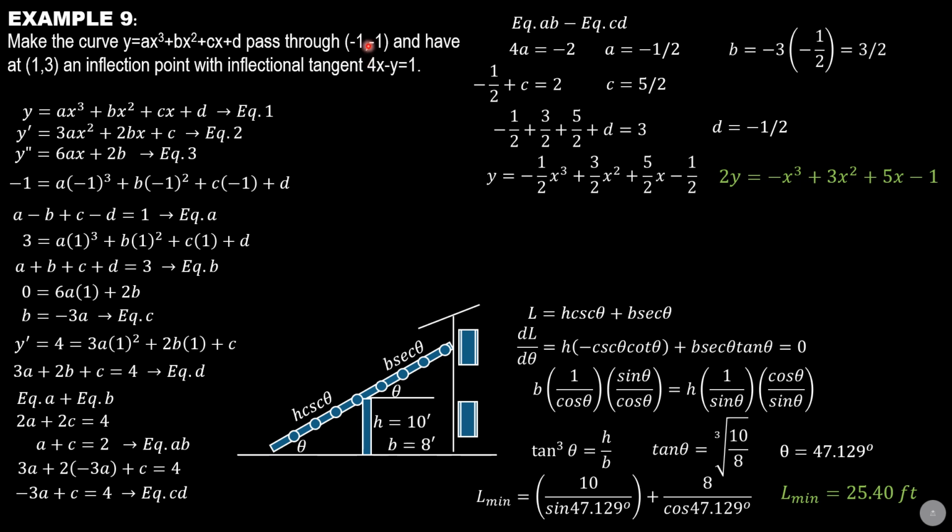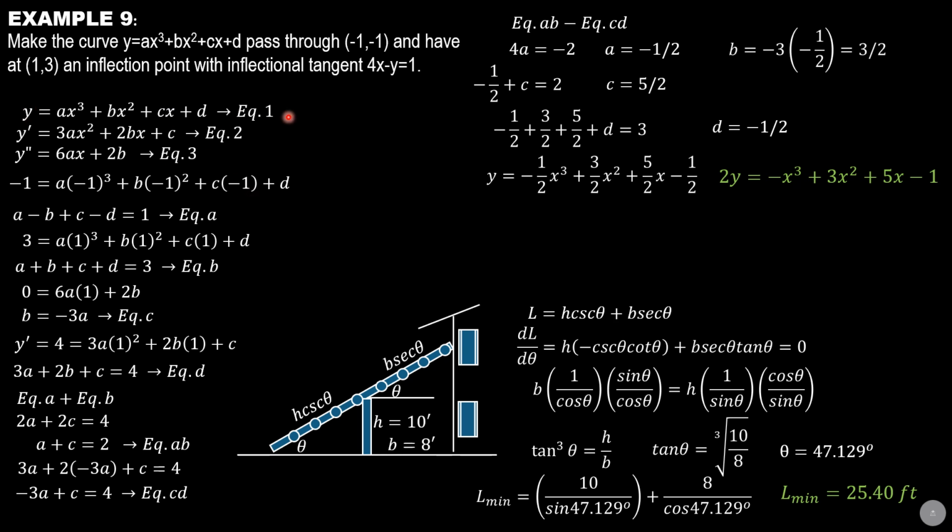1. These points, -1, -1, and 1, 3 are points on the curve. So, 2 conditions already. And at 1, 3, it is also a point of inflection. So, y double prime is 0 there. That's the third condition. And since the inflectional tangent is given, so the slope y prime is equal to 4 at 1, 3 also. So that completes the conditions needed to solve this problem.